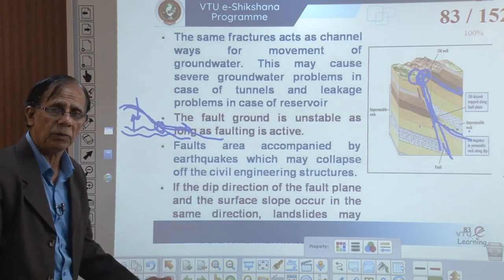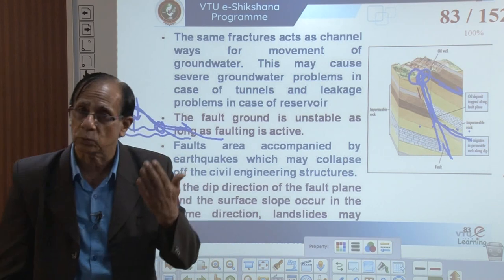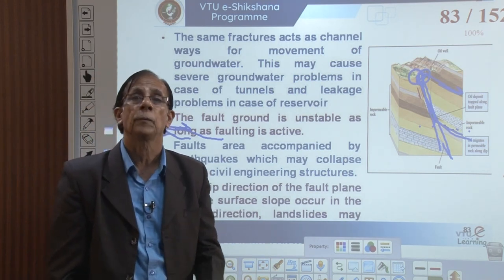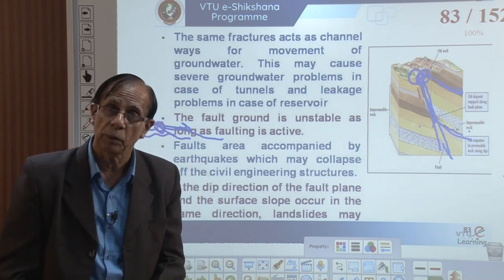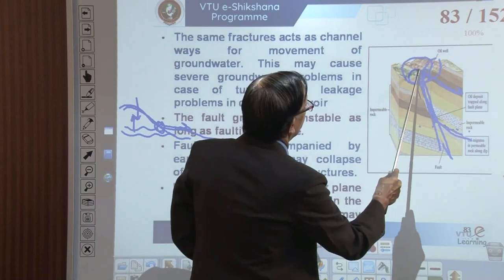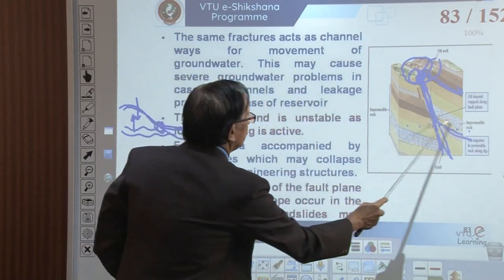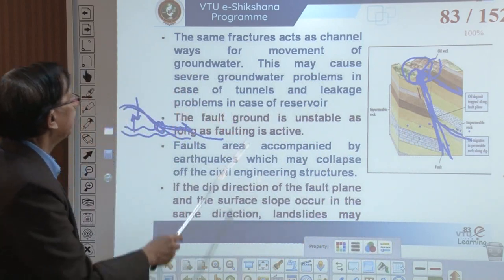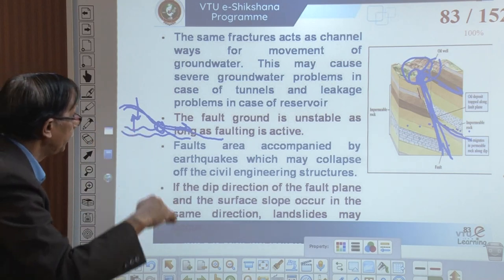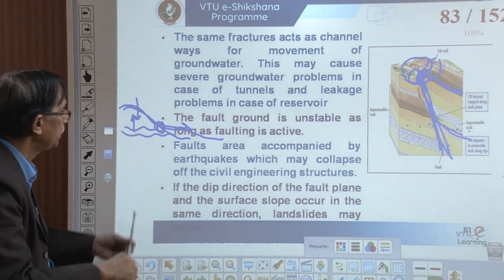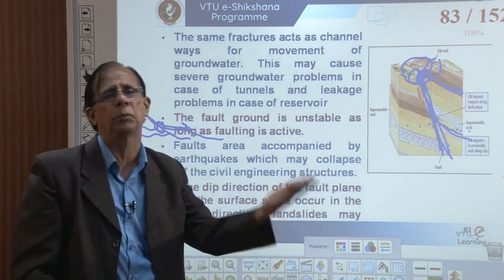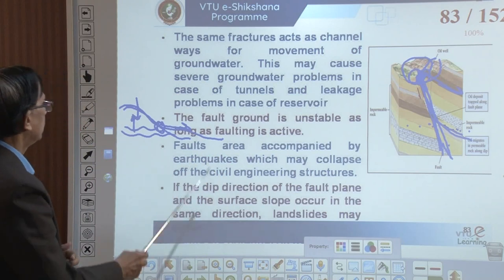Springs are formed that can serve as a source of water for a river, which is important. At the same time, at places suitable for a rainwater harvesting structure, I impound water and make it percolate and get stored. Thus, faults act as pathways for groundwater or percolation of water, groundwater storage, artificial recharge, and formation of a reservoir, or from the reservoir, leakage of water. All this is possible.